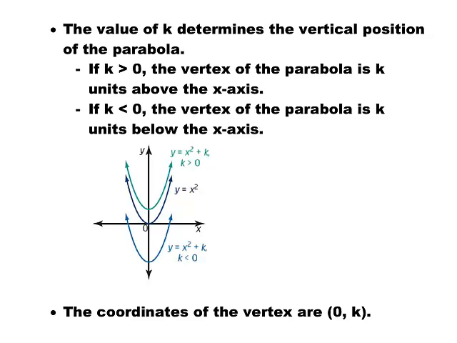The value of k tells us if the vertical positioning of the parabola is going to be upward or downward. If k is greater than 0, then the parabola is going to go upward, and if k is less than 0, then the parabola moves downward. The amount of movement depends on the value of k. If k is positive, it's going to move up k units, and if k is negative, it's going to move down k units.